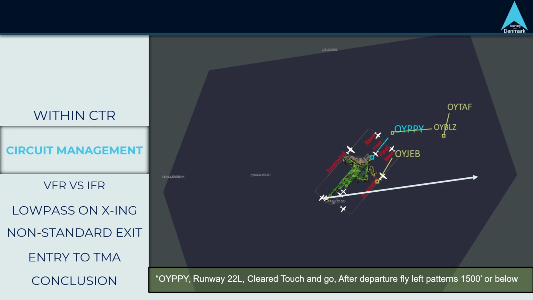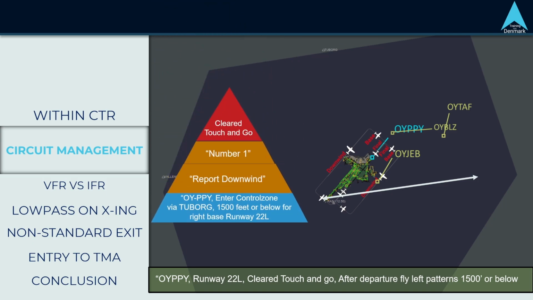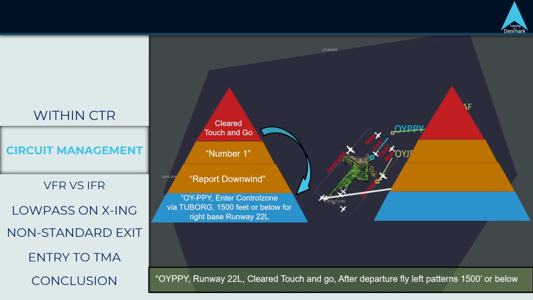Consider the pyramid. We completed it all. Foundation, instruction. In this case, we asked him to report downwind and told him he was number 1. Then we terminated that basis. The termination always relates to the foundation. If you keep the foundation, you don't have to terminate it. But in this instance, we want to change the foundation, so he needs to go to left patterns now. So we start from scratch.